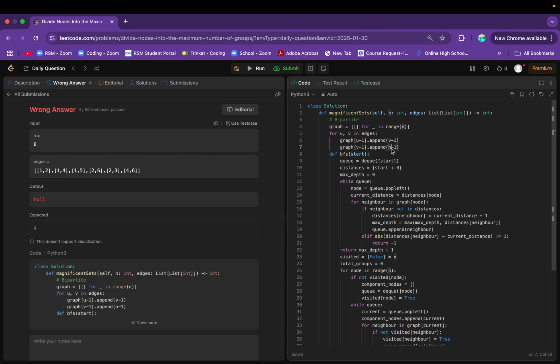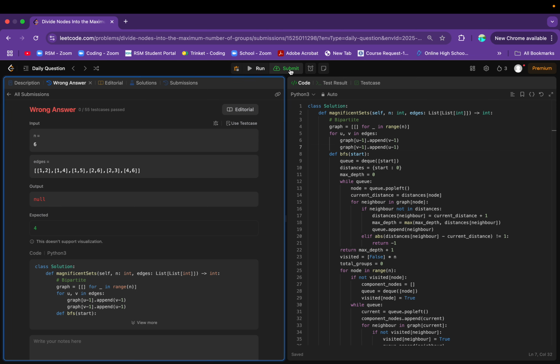Yeah, so this should be n-1, not u-1. Now this should be accepted. Now this should be a valid solution. Let's just go ahead and double check. Or not. Okay, let's go ahead and keep checking.